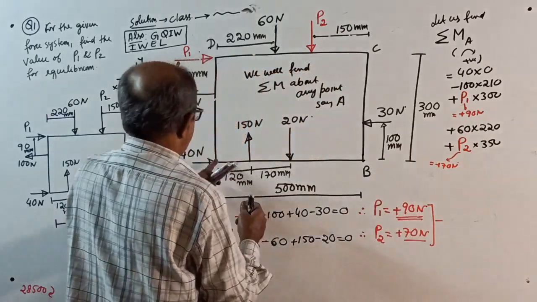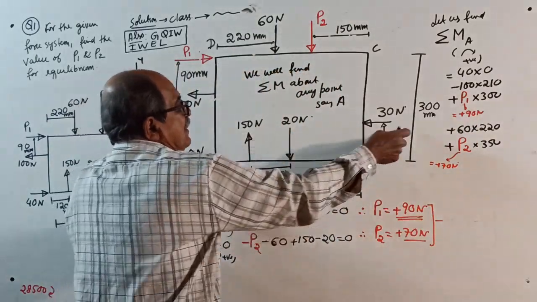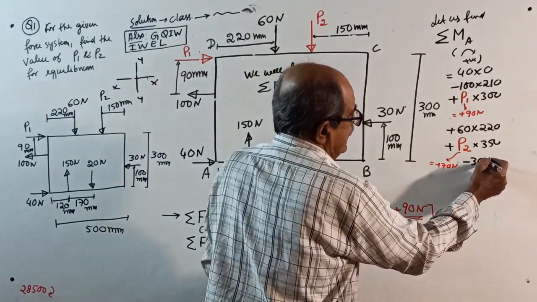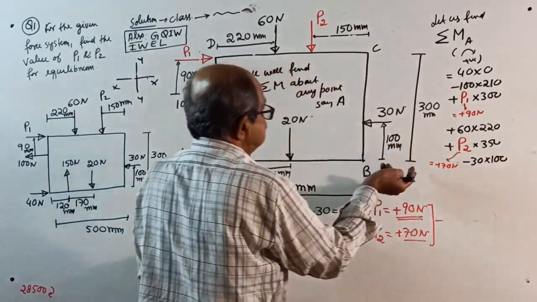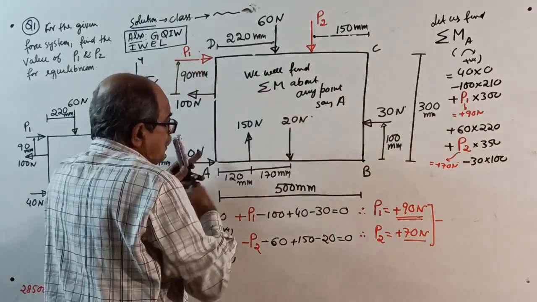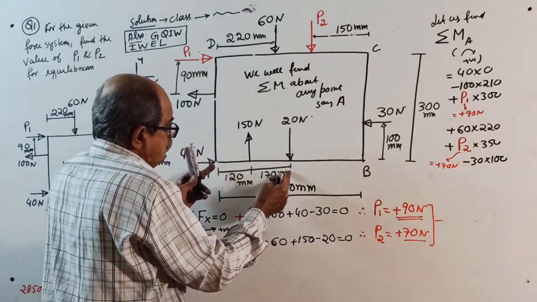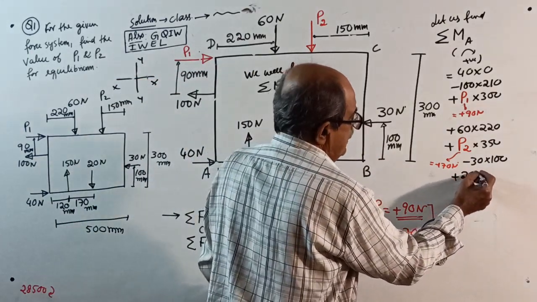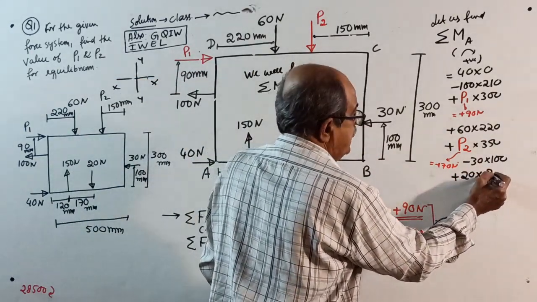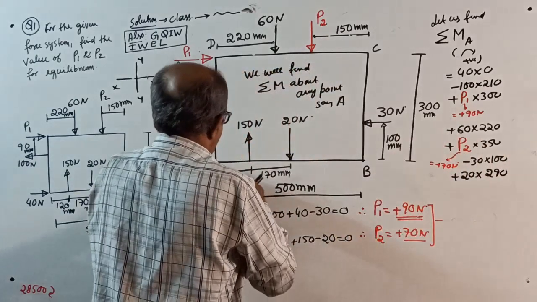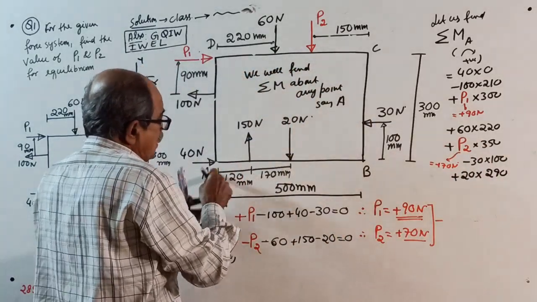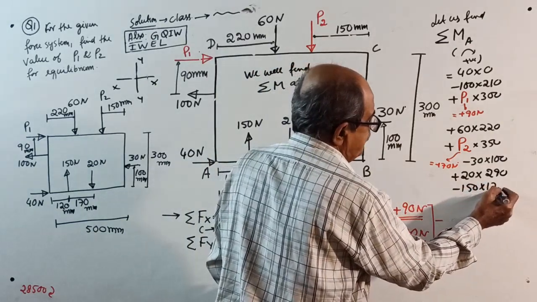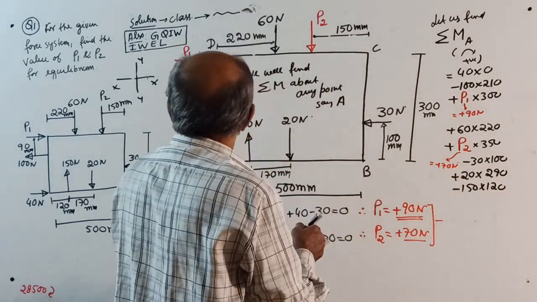Okay, then minus 30 into 100. Plus 20 into 170 plus 120 is 290. Plus 20 into 290. Minus 150 into 120. Let me check once again. 1 minute, I will check once again.